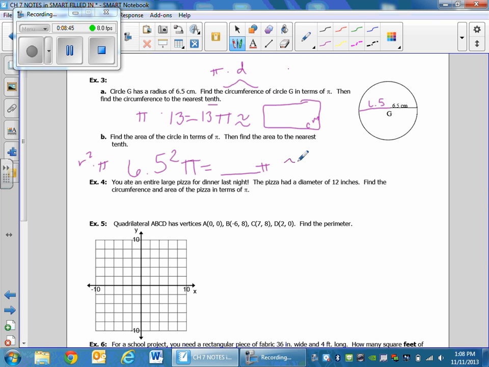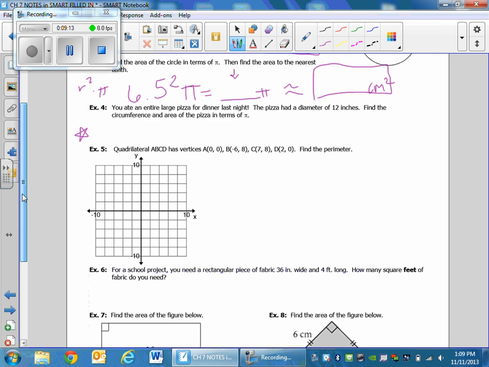Then it says leave it to the nearest tenth. So whatever you get here for 6.5 times 6.5, then take that times 3.14 and put your answer to the nearest tenth, one place after the decimal, and then it's centimeters. So it's going to be centimeters squared for area. I want you to try number 4 on your own and bring that tomorrow.